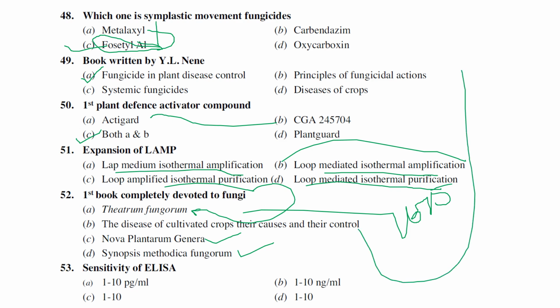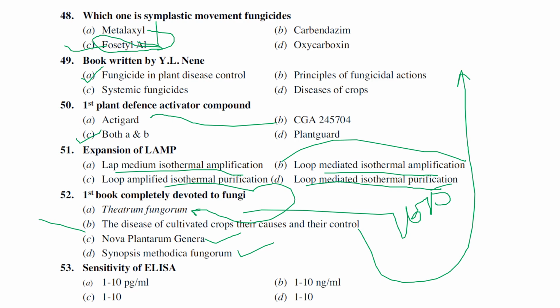So here, the disease of cultivated crops under their control is the first book that is completely devoted to plant pathology, especially diseases. That was written by J.G. Kuhn in 1858. This book is considered as the first book in plant pathology. The next one is Nova plantarum genera, that was written by P.A. Micheli, 1729. Synopsis methodica fungorum, I think C.H. Persoon, 1801.